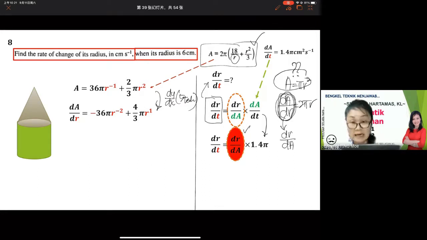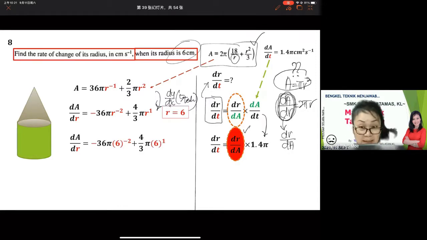Then after that, what do I do? I'm stuck here. Who can help me? What other information is given in the question for you to continue? You already differentiated your area. Yes, very good, Ayong. Your r, see, this information you haven't used. And what is this 6? r is 6. You sub it with 6. When you are here, please press your calculator carefully.